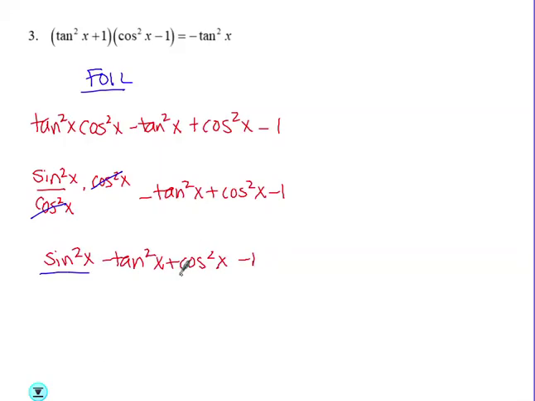Well, I have sine squared x plus cosine squared of x, which from the Pythagorean identities I know is equal to 1. So I have negative tangent squared of x plus 1 minus 1, which is just negative tangent squared of x. So we're done.